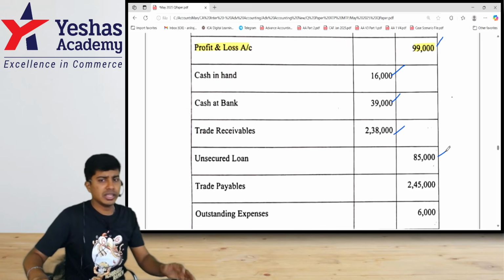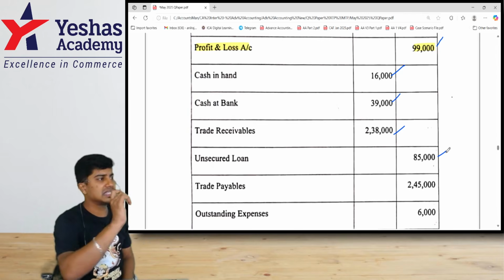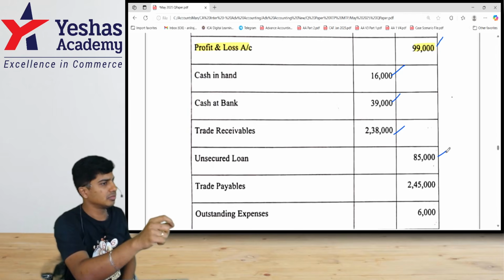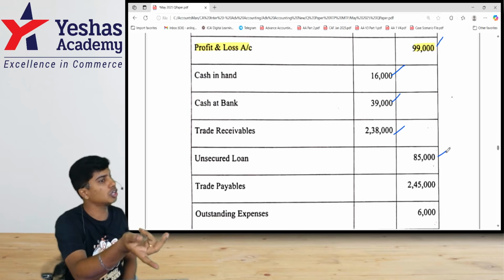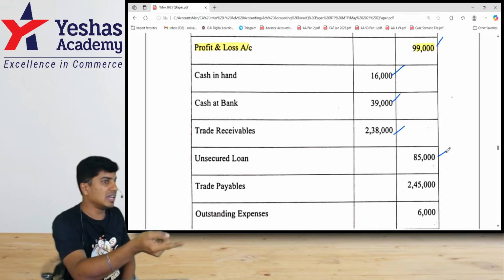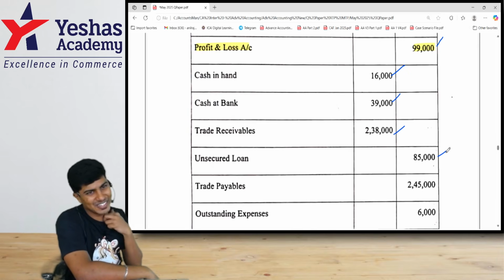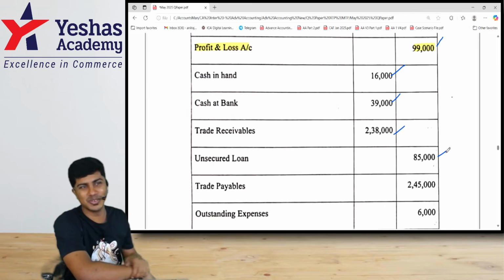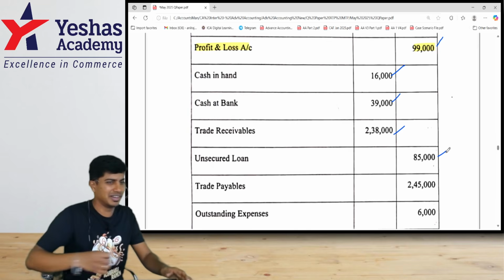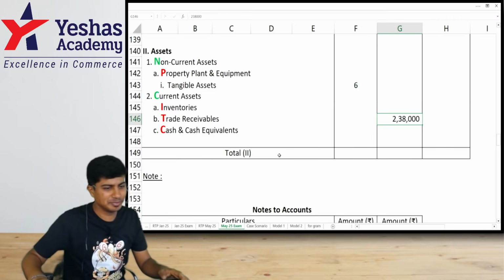What do we have after that? Unsecured loan 85. It's a liability. Is this long term or short term? It can be assumed to be long term or short term. Our choice. I will assume it to be long term borrowing. Why? I've already opened one notes to accounts for long term borrowing. If I assume it to be a short term borrowing, then I would have to open one more notes to accounts. So time is very important. Shall we save time?